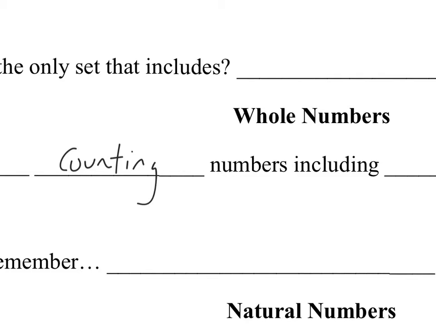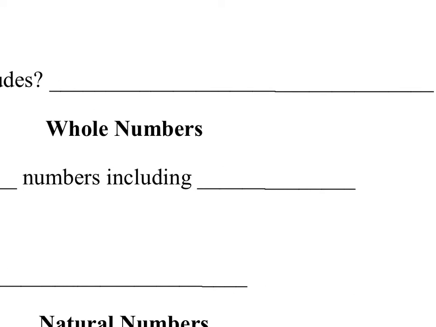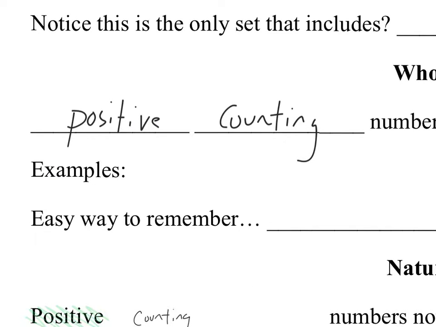All right, the difference is, yeah, we have the positive counting numbers, but now we're going to include 0. The natural numbers start at 1. This set starts at 0. So 0, 1, 2, 3, 4, 5, 6, 7, 8, 9, and so on.